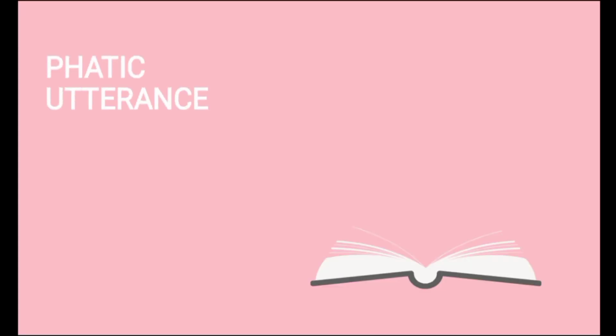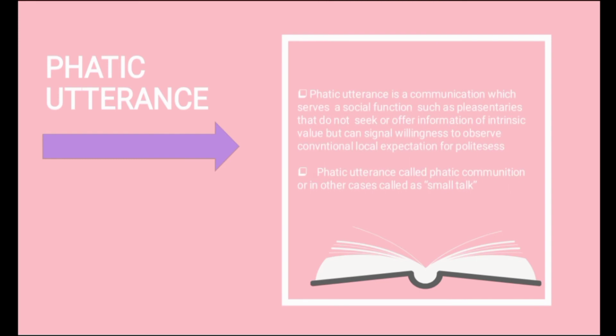Now we move to the last kind of speech act, phatic utterance. Phatic utterance is a communication which serves a social function, such as pleasantries that do not seek or offer information of intrinsic value, but can signal willingness to observe conventional local expectations for politeness. Phatic utterance is called phatic communication, or in other cases small talk.